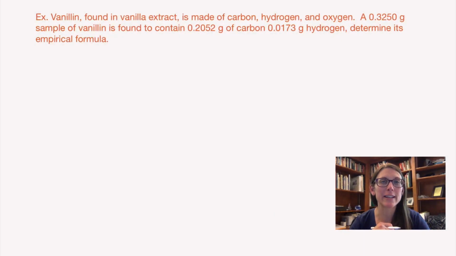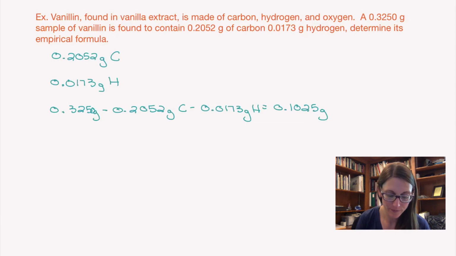Let's take a look at a second example because in this one you're going to find your grams a little bit differently. Here we're starting with a 0.3250 gram sample of vanillin, and vanillin is made of carbon, hydrogen, and oxygen. And you're told how many grams of carbon there are and how many grams of hydrogen there are. So you already know 2 of the grams. To find the third, you're just going to subtract from the total mass of the sample. Now you can take grams and convert those to moles for each of those different elements.